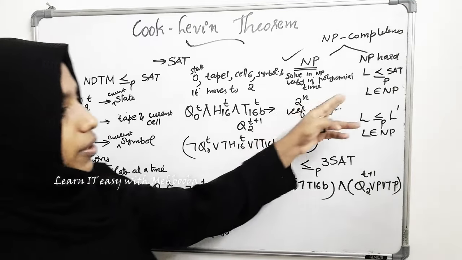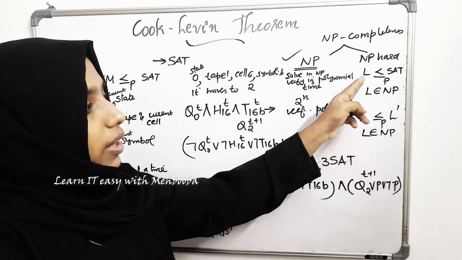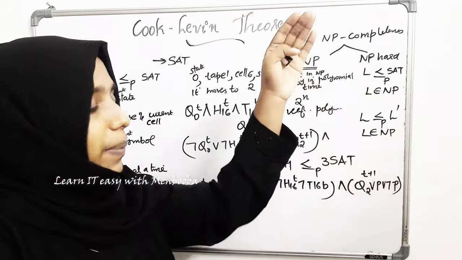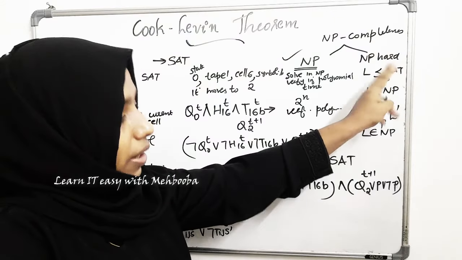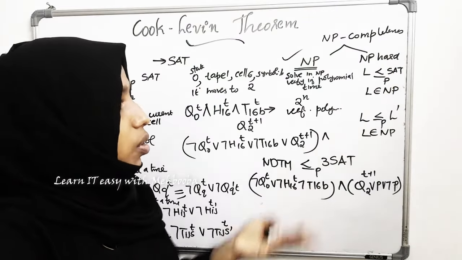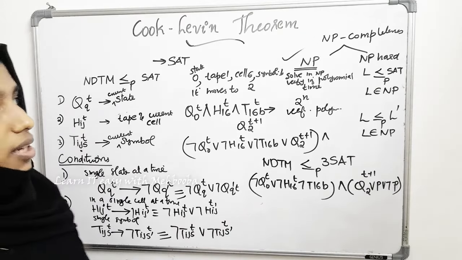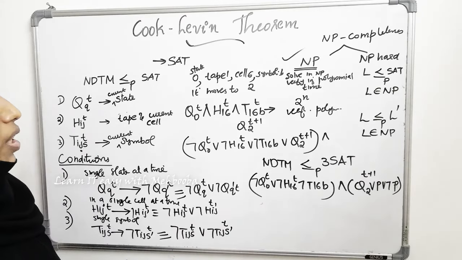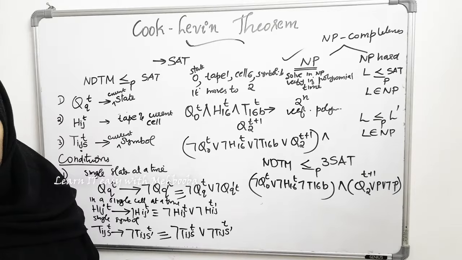That is, we have also proved that SAT is NP hard, because we could convert a non-deterministic Turing machine, which can represent every problem in the class NP, into a SAT problem. So SAT is in NP, and SAT is NP hard. So SAT is definitely NP complete also. So that is the proof for the Cook-Levin theorem. Hope you got it. Thank you.